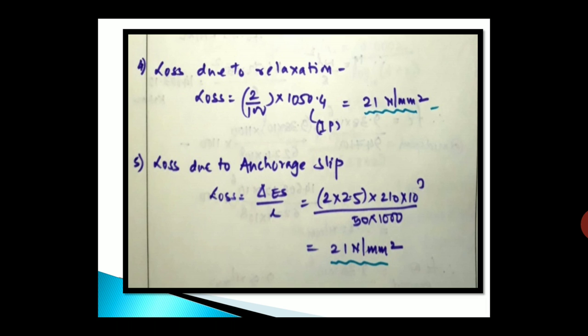Next is loss due to anchorage slip. So that is 2 into 2.5 into 210 into 10 raised to 3 divided by the length, which is 50 meters, so 50 into 1000. Here we are taking 2 into 2.5 because the anchorage or the jack arrangement is at both the ends, hence the slip occurs at both the ends. The value of slip is given as 2.5, which has to be multiplied by 2 because the jacking arrangement is on both the ends.